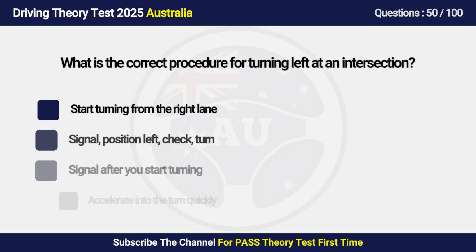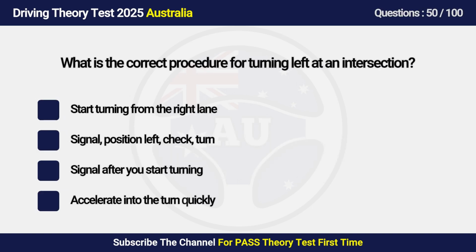Question 50. What is the correct procedure for turning left at an intersection? A. Start turning from the right lane. B. Signal, position left, check, turn. C. Signal after you start turning. D. Accelerate into the turn quickly.